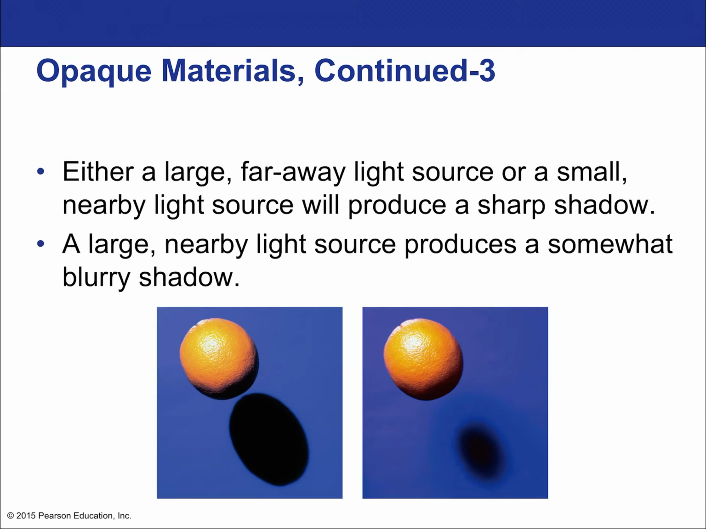Okay? Either a large far-away light source or a small nearby light source will produce a sharp shadow. A large nearby light source produces a somewhat blurry shadow. Okay? That's because some of the light is able to get around the object. All right? Because if you think about a faraway source, all the rays are going to be parallel to each other. Whereas if there's a nearby source that's illuminating our orange, some of those rays are coming in at angles, and some of those angles allow for the light to get around the orange relative to the backdrop that has the shadow cast on it.